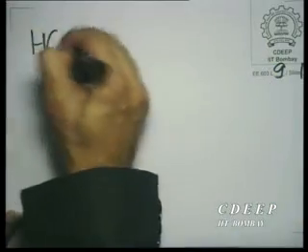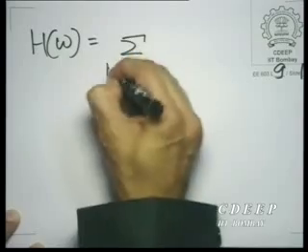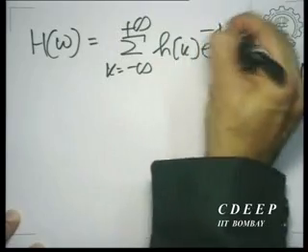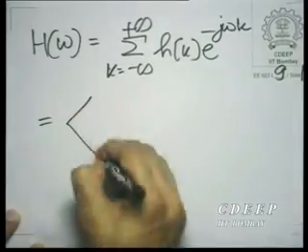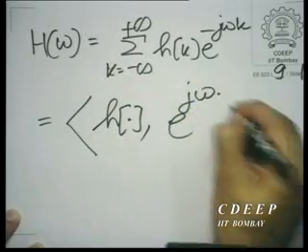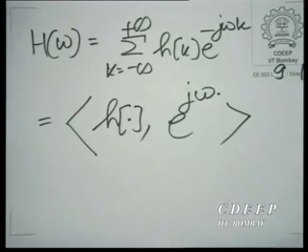Now let us interpret the so-called frequency response that we wrote the last time in the language of the dot product. So we have H(omega), that we wrote the last time, is summation k going from minus to plus infinity h_k e raised to the power minus j omega k, and it's obvious that this is the dot product of the sequence h with the sequence e raised to the power j omega n. Now this dot denotes the independent variable in the sequence.